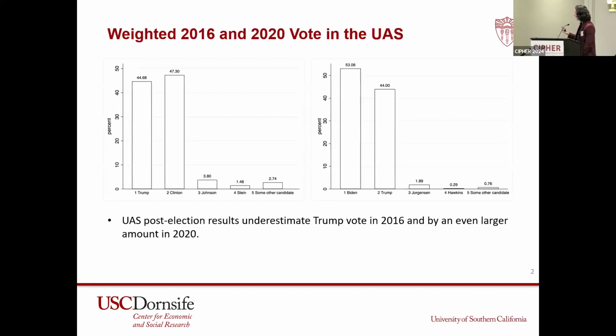And you can kind of see this in our own data. If you look at our weighted 2016 and 2020 post-election survey in the UAS, you can see that in both cases we've underestimated Trump's support by about 2 points, and especially overestimated Biden's support.